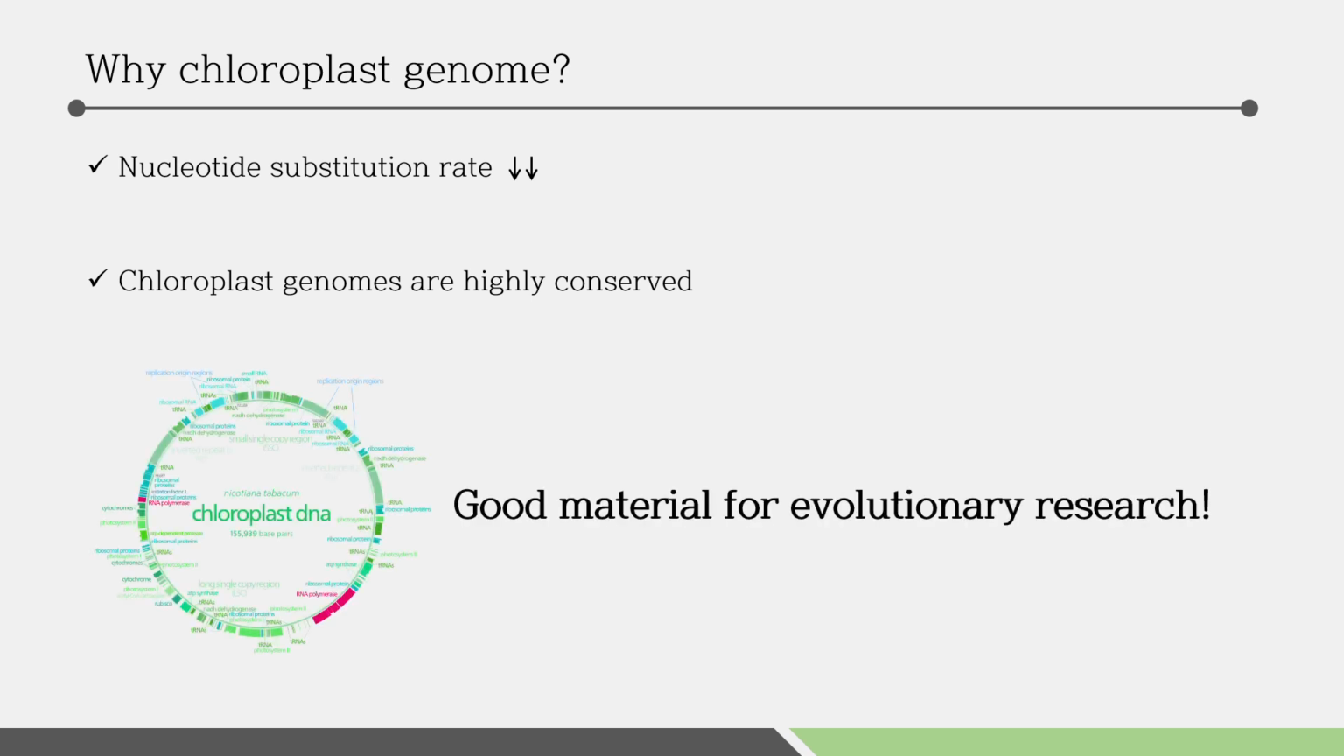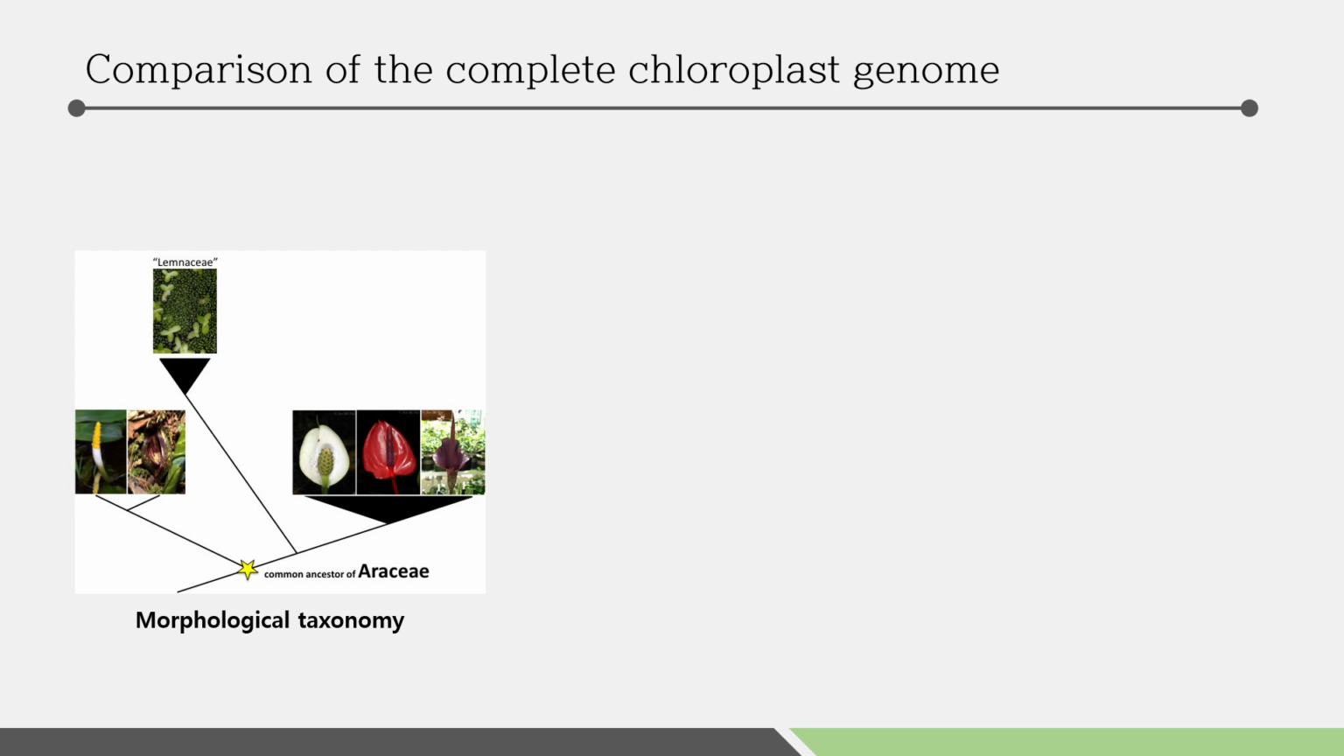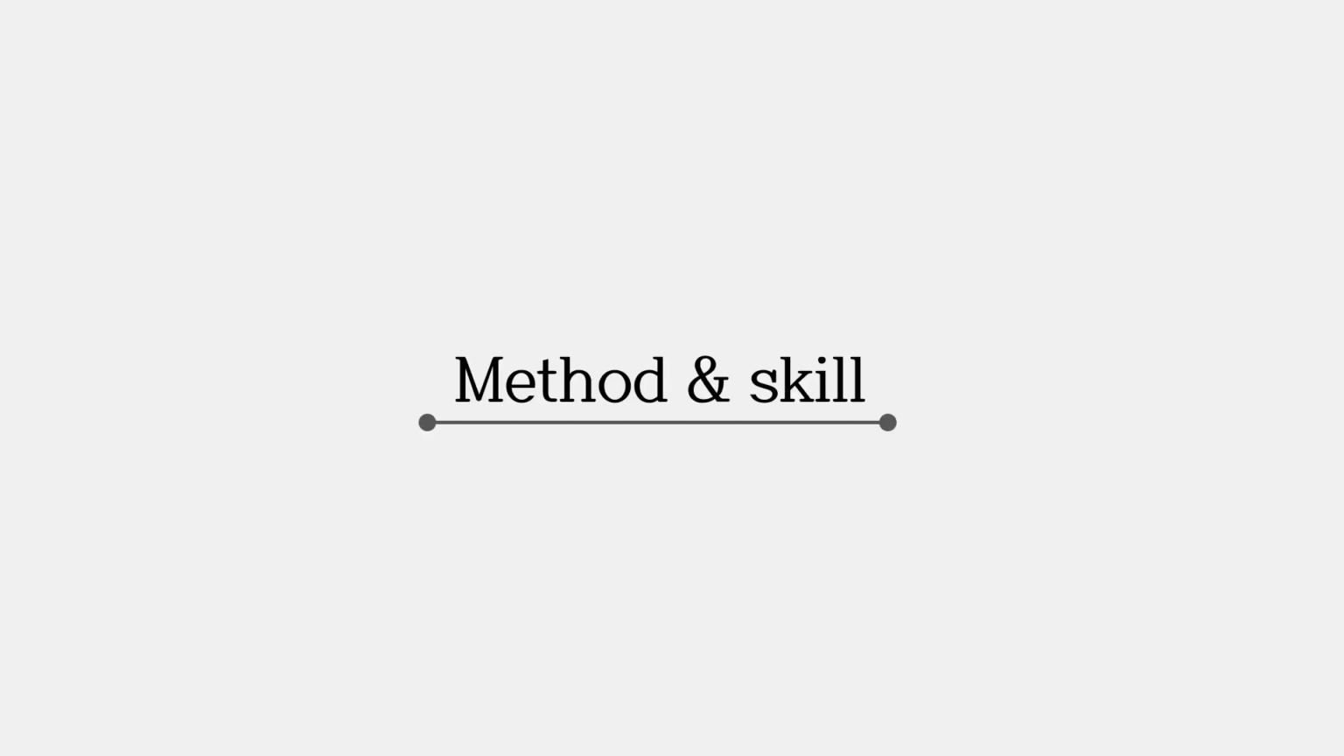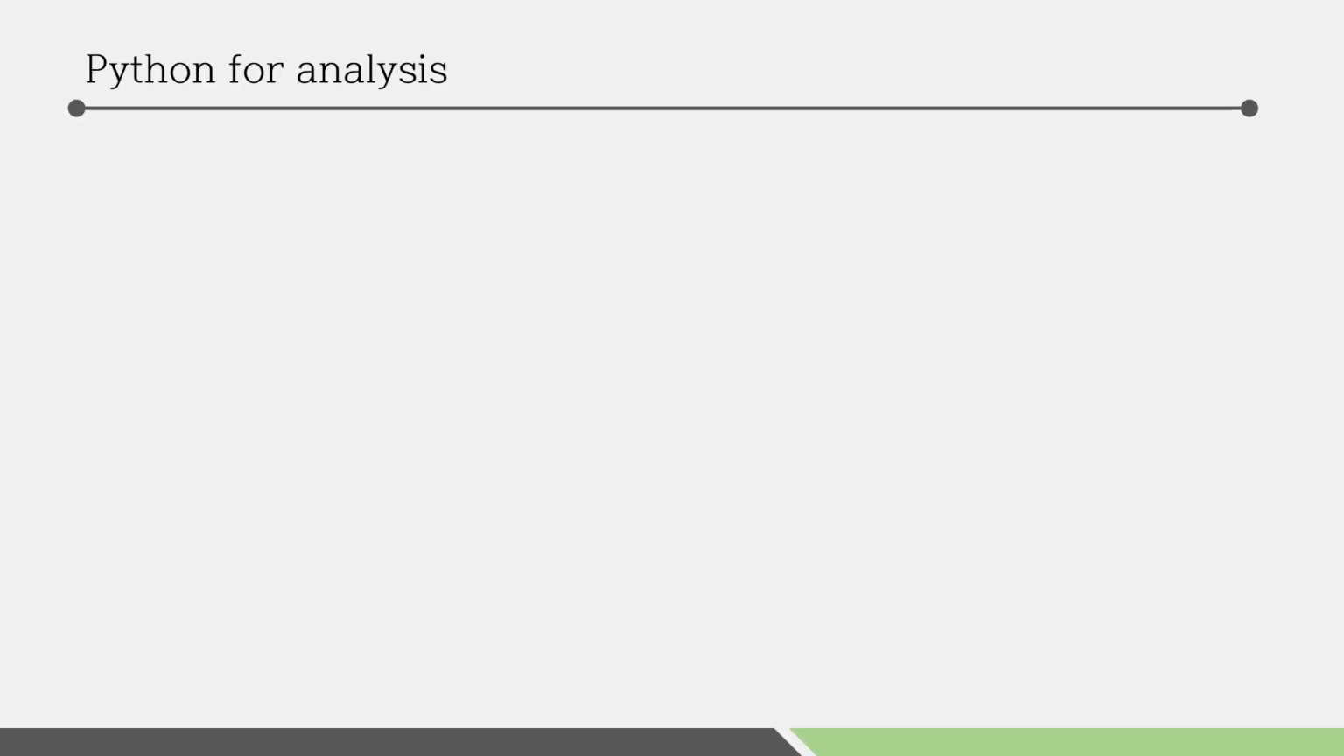For this reason, chloroplast genome is a good material for evolutionary research. The comparison of the complete chloroplast genome provides useful information for reconstruction of taxonomic locations and for verification of phylogenetic relationships. Also, we can find taxonomic locations for new species. Then I'll explain the method and skills I used in my research.